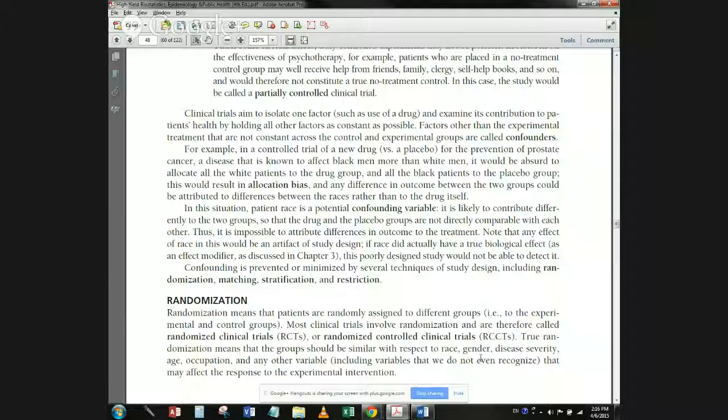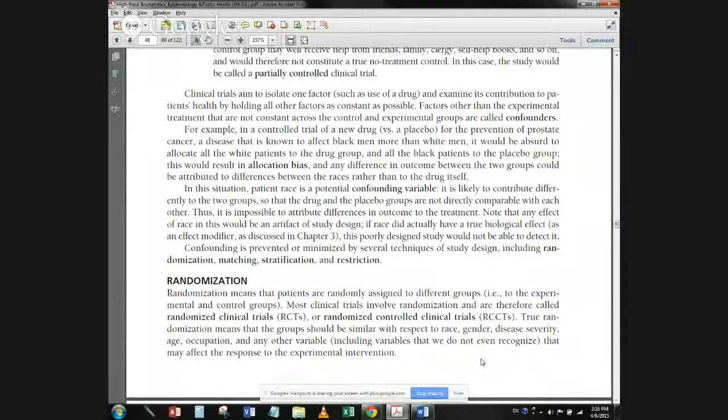Randomization. Randomization means that patients are randomly assigned to different groups, i.e., to the experimental and control groups. Most clinical trials involve randomization and are therefore called randomized clinical trials or randomized controlled clinical trials. True randomization means that the groups should be similar with respect to race, gender, disease severity, age, occupation, and any other variable, including variables that we do not even recognize, that may affect the response to the experimental intervention.